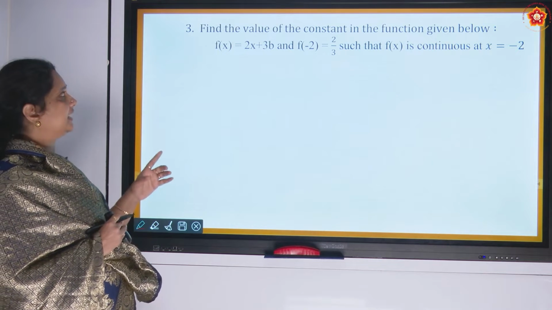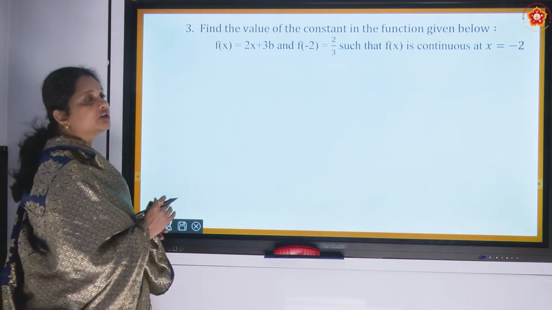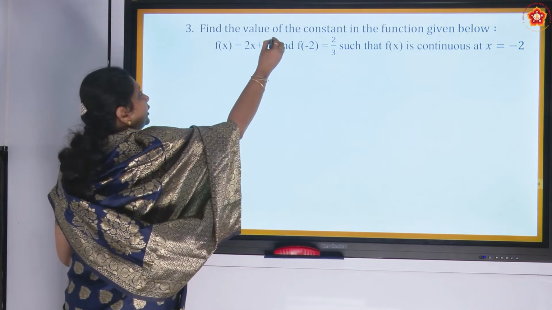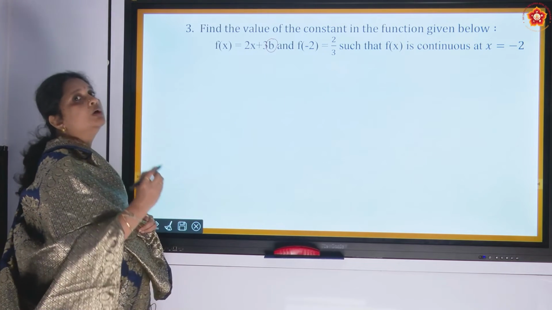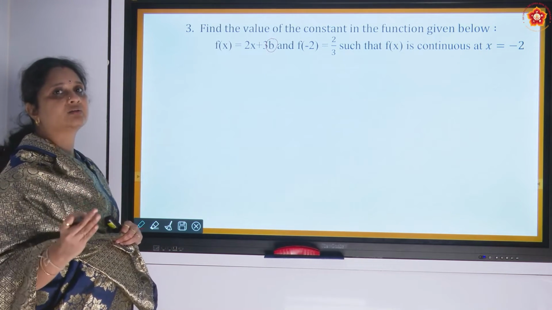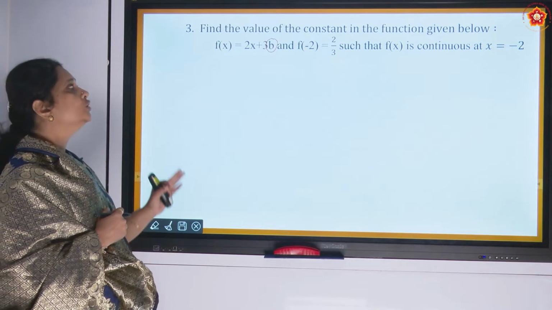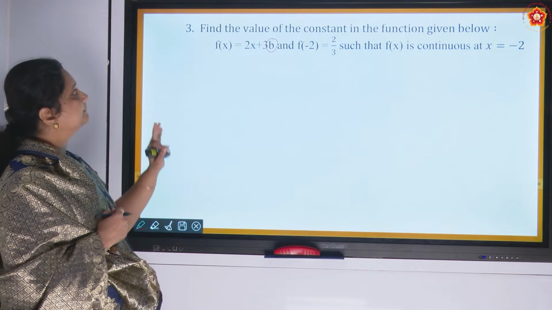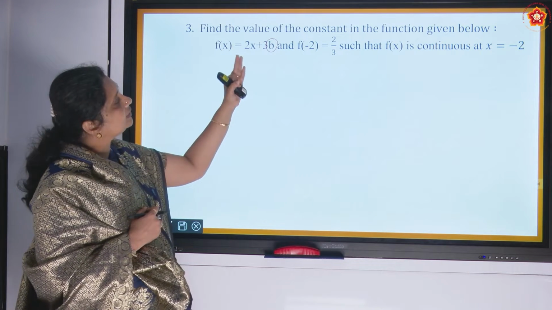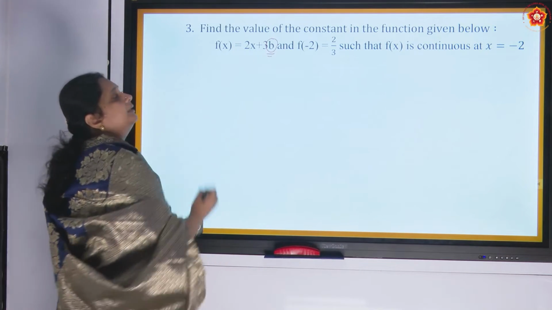The next question says that find the value of the constant in the function given below. So there is a function that's given and we are asked to find the value of the constant. As I told you, A, B, C are used to denote arbitrary constants, meaning they are constants otherwise in that particular situation, but they are unknown as of now. So we denote them with A, B and C, etc. So here if you see, he says find the value of the constant in the function. So we are supposed to find the value of B.